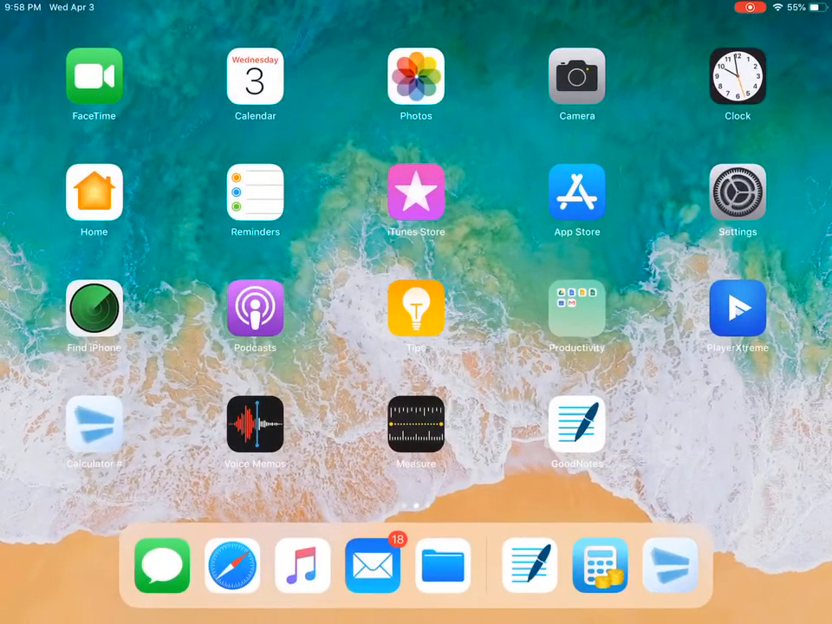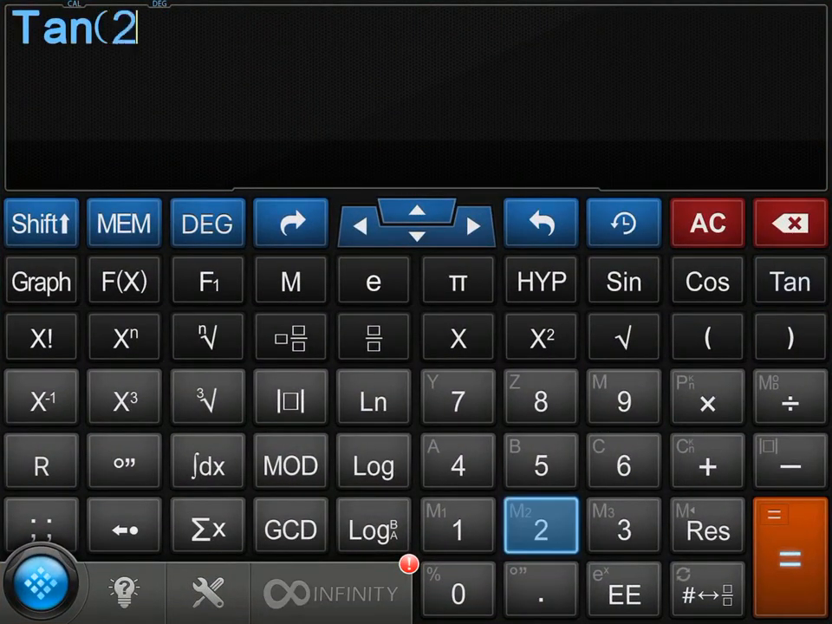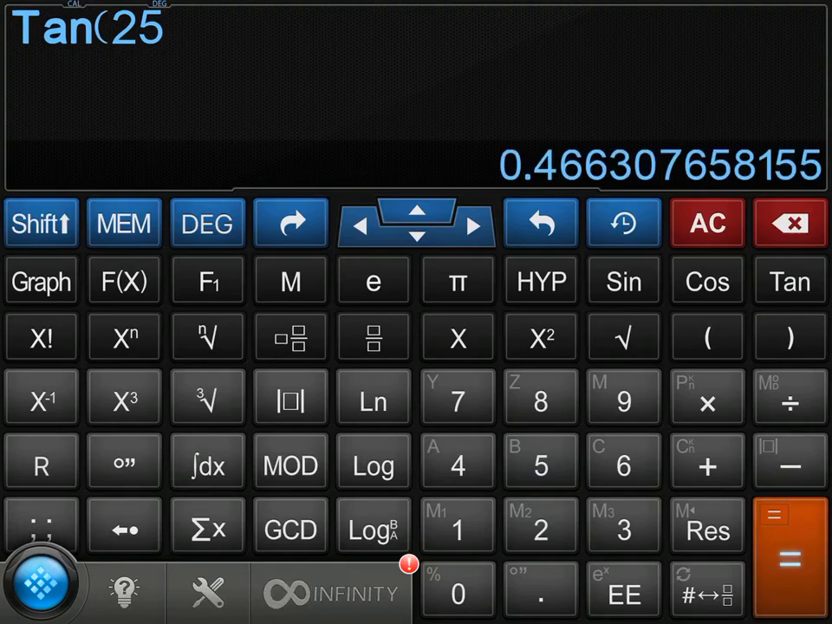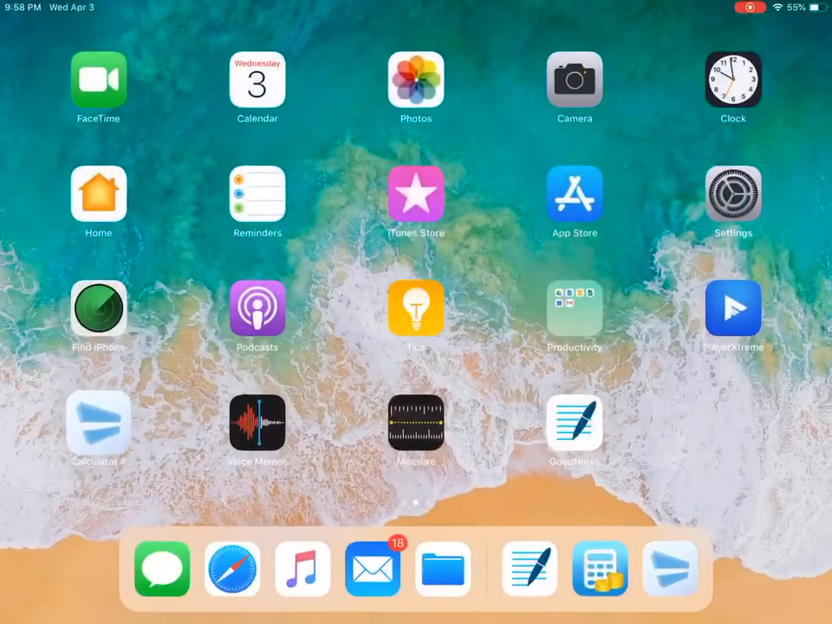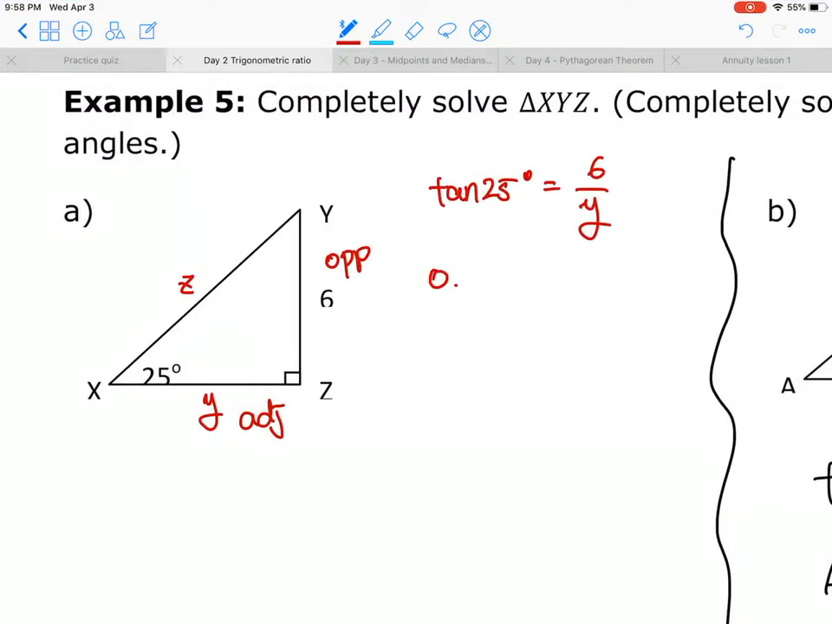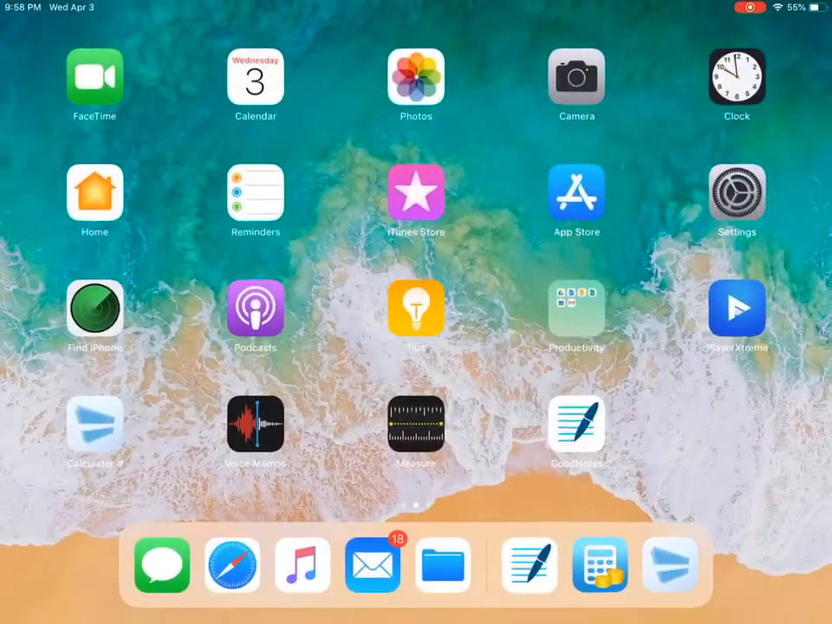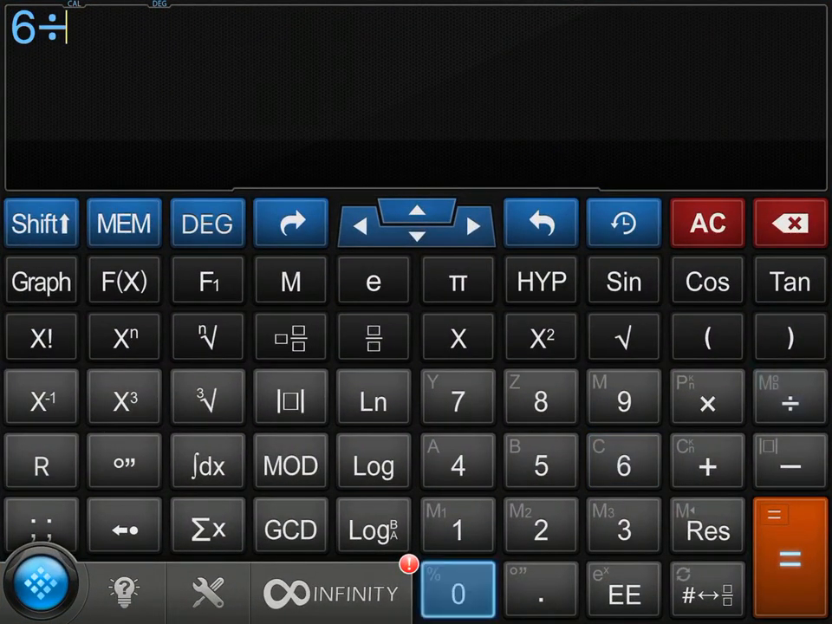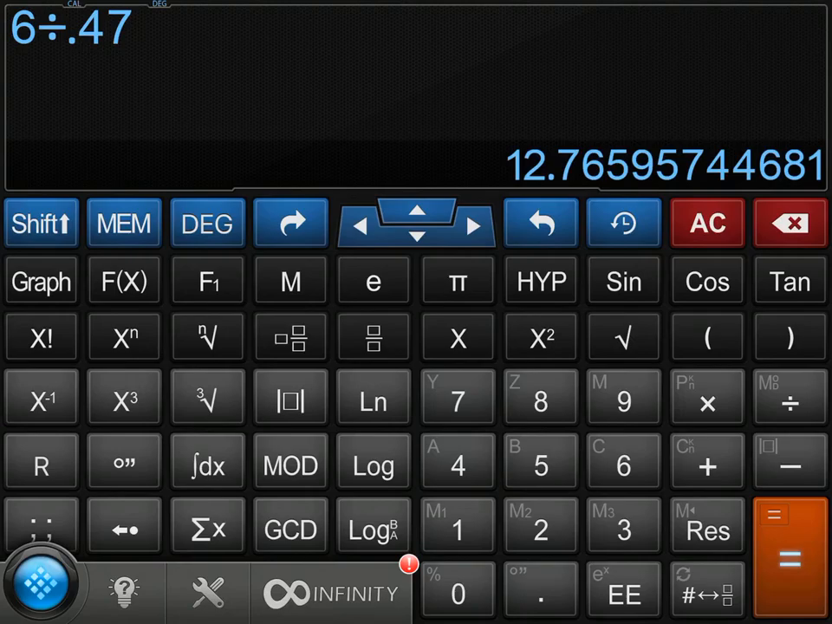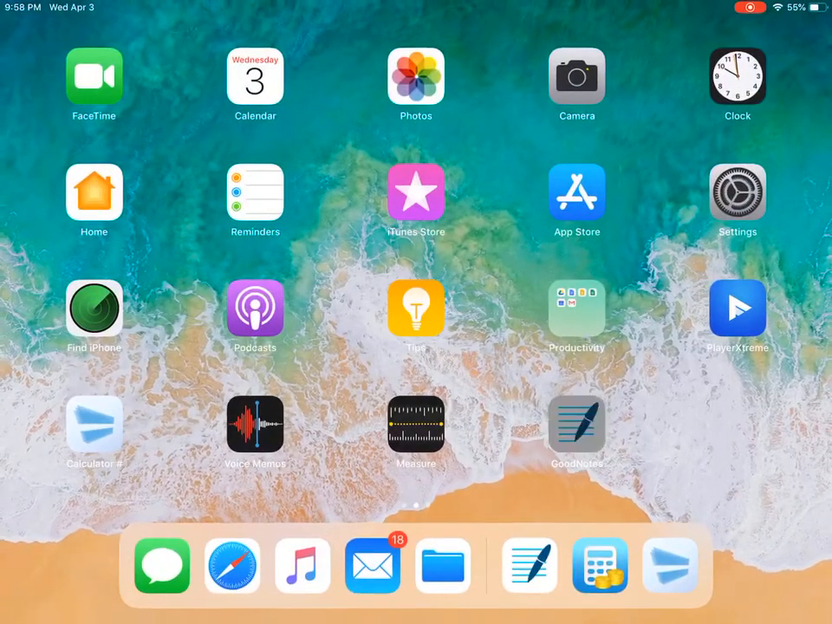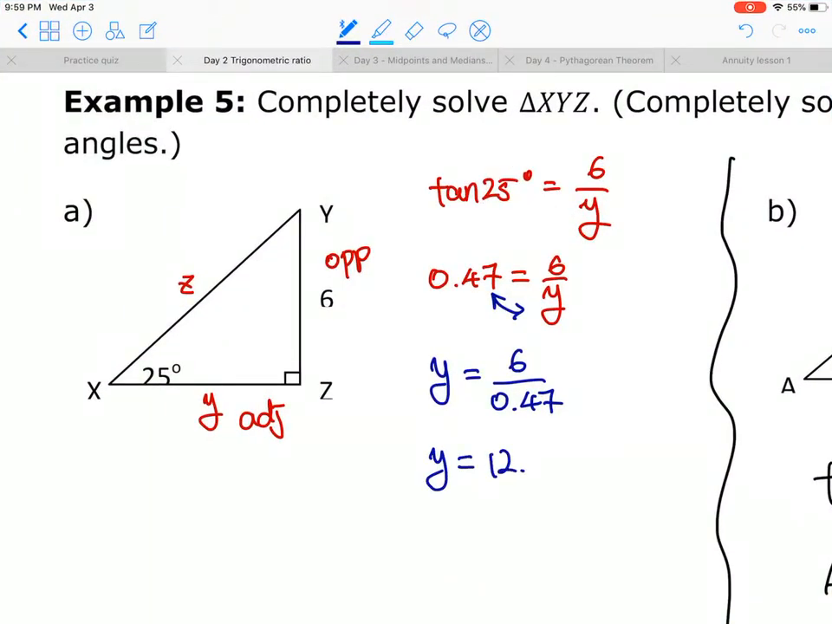Now tangent 25, I do not know that. As I said, you do need a calculator for this unit. Without it, you can't do anything. So 0.466, I'll say that is 0.47. So 0.47 equals 6 over y. Now, you have the denominator with a variable, so all you have to do is swap it with the other side. So y then will be 6 over 0.47. Using a calculator, you get 6 divided by 0.47. That gives me 12.765, so 12.77. So y is then 12.77.